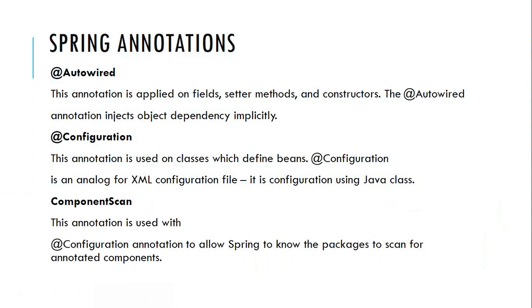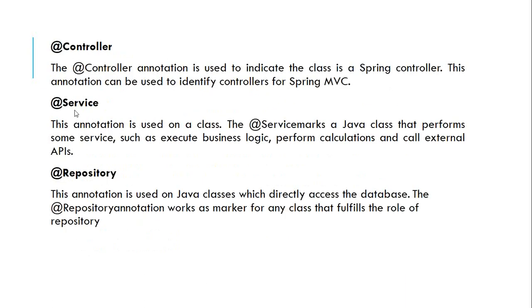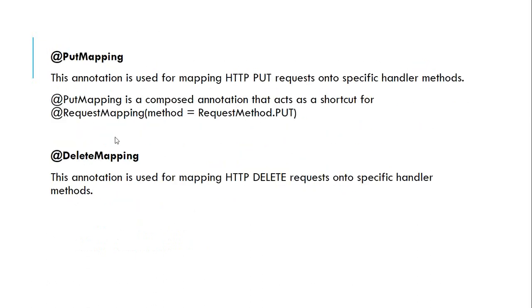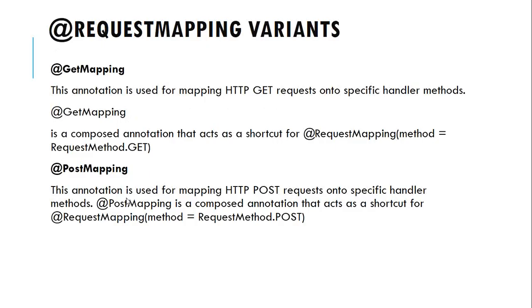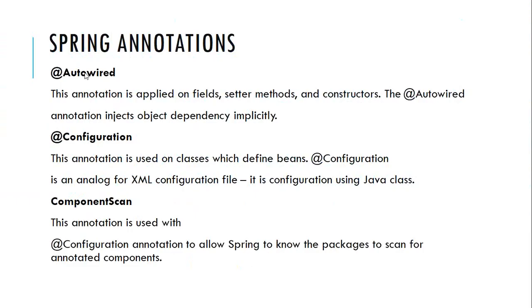Now I will explain a lot of annotations. The question they will ask you is, what are the annotations you know in Spring? Annotations are basically the at-the-rate symbol: @Autowired, @Configuration, @ComponentScan, @Controller, @Service, @Repository, @RequestMapping, @CookieValue, like that. We have a lot of these annotations.